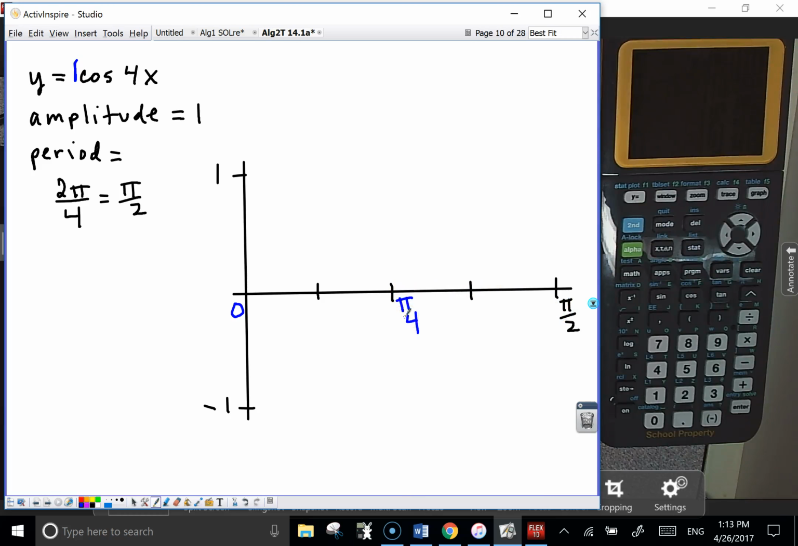Now, the amplitude is still 1, so it goes from -1 to 1. Cosine starts at its maximum. Then it goes to 0, then it goes to the minimum, then it goes back to 0, and then it's got to finish where it started, because it's one cycle. And then that is one complete wave.